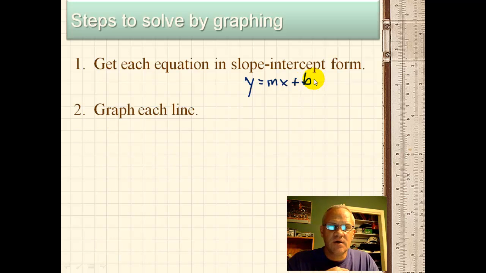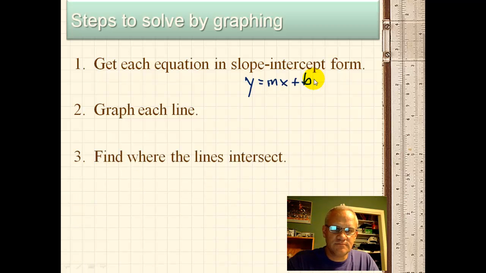Number two, just graph each line. And then number three, we just want to see where those two lines cross. The point where they cross, that's the solution. That's all we have to do. So graph the two lines on the same coordinate plane, see where the two lines cross, that's your solution. That's all we're doing. We're going to look at some examples.